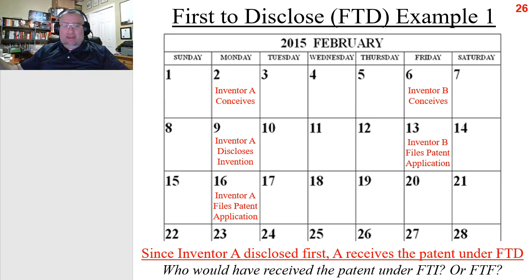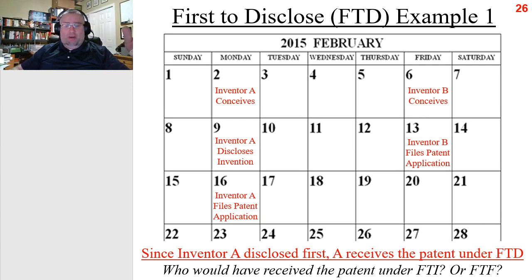Under the FTD system, the first to disclose system, who is the rightful owner of this intellectual property? All right. Well, the answer is right here. Since inventor A disclosed first, on February 9th, this is their date of disclosure, they receive the patent under FTD, even though inventor B filed the patent application before inventor A did. So that's the outcome of that particular example.